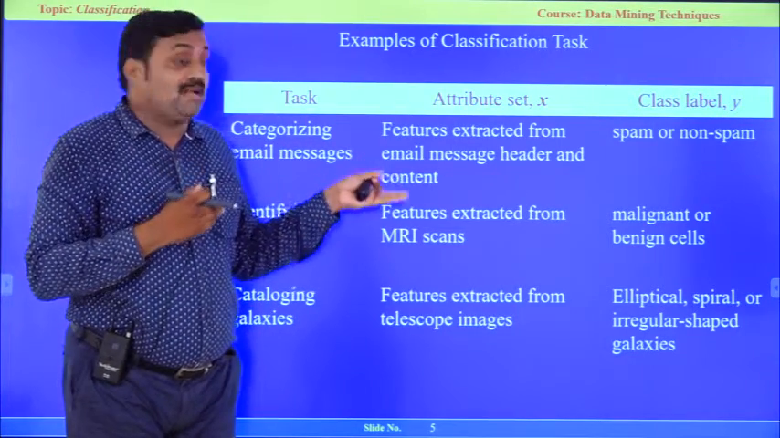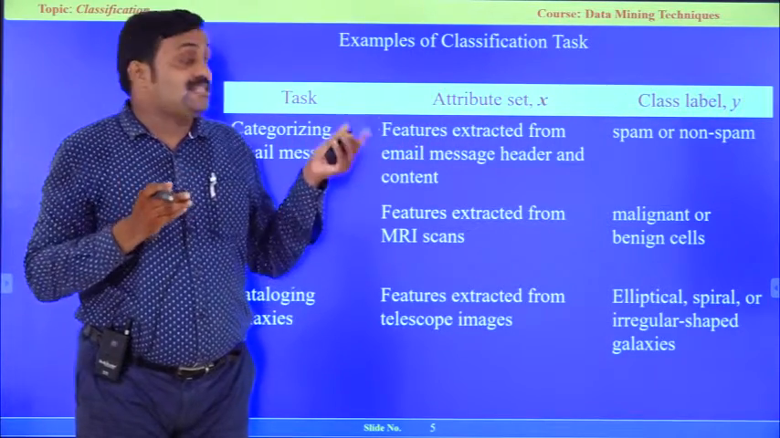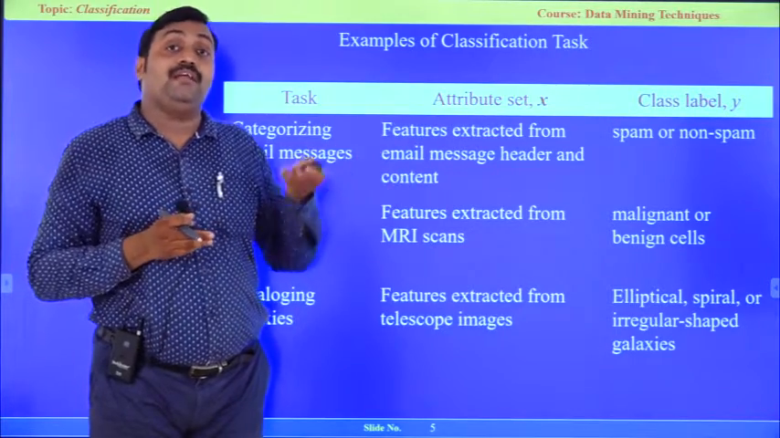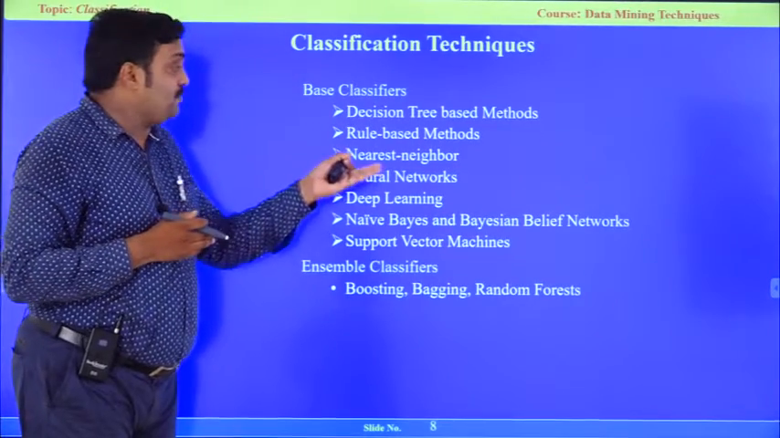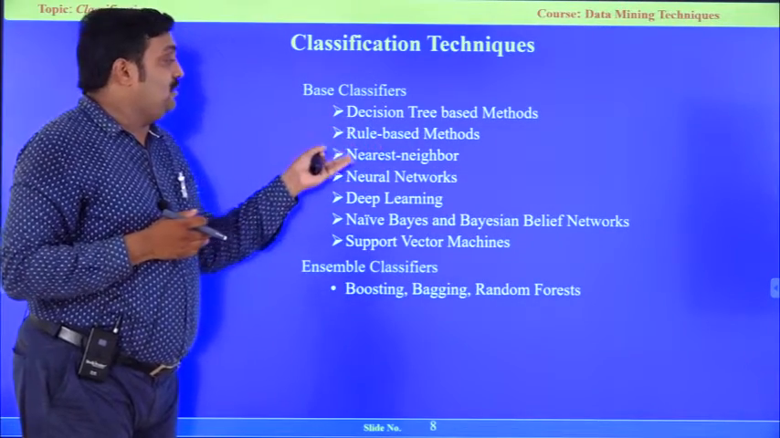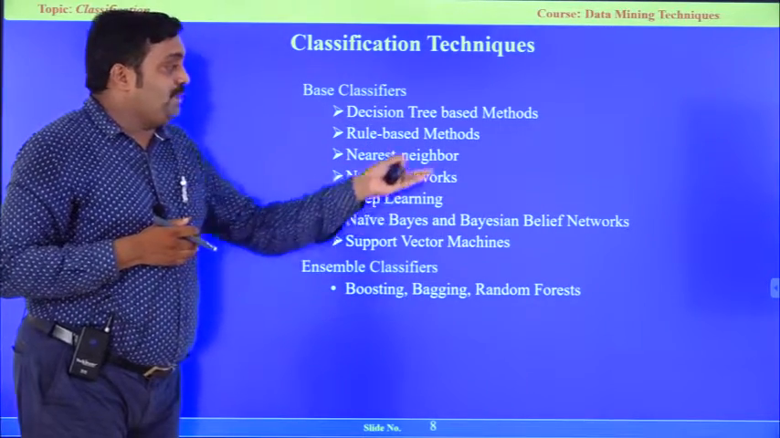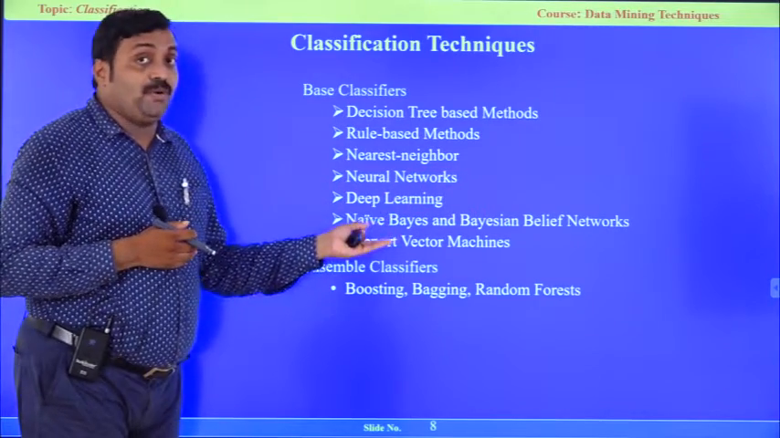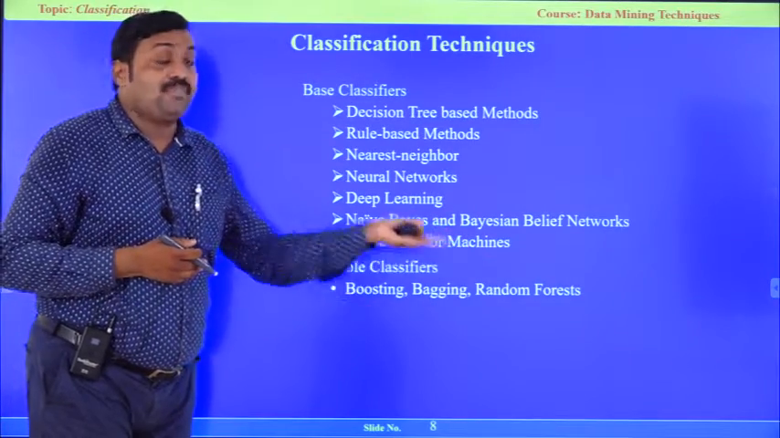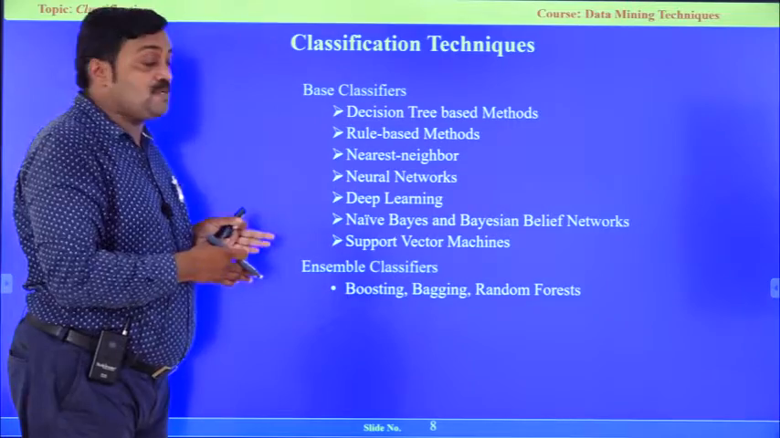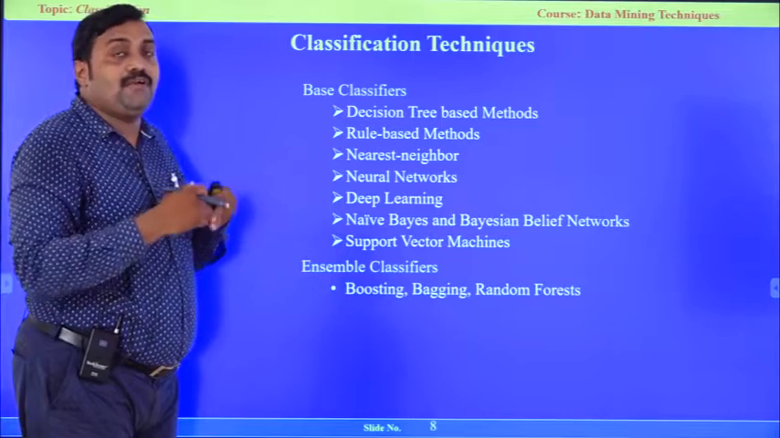Like in email, a real-time application, spam detection: whether the mail is spam or not, I can separate it. This is how we classify any data. Some of the classification algorithms are decision tree, for which I showed the example, rule based, nearest neighbor algorithm, neural networks, deep learning, Bayesian belief networks, SVMs (support vector machines), and recent trends like boosting, bagging, random forest. These are the classification algorithms I am going to use to classify based on the kind of data.